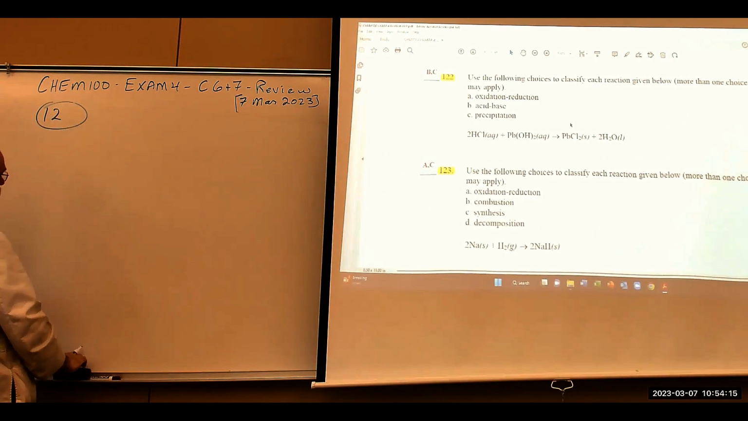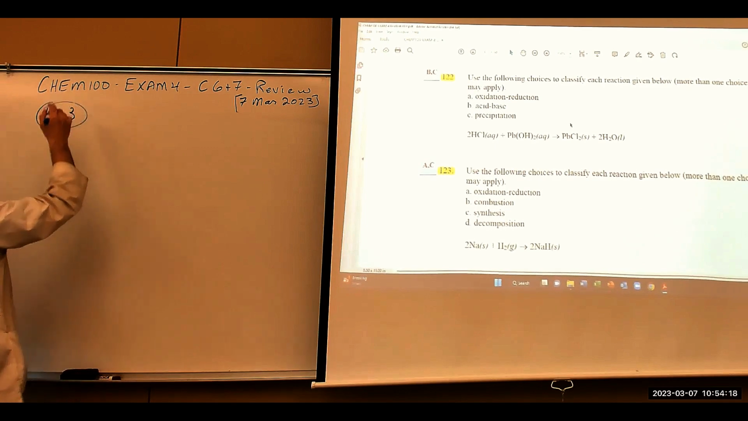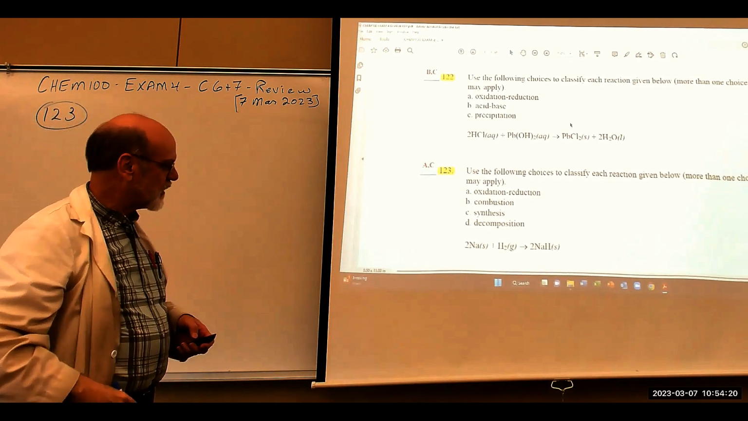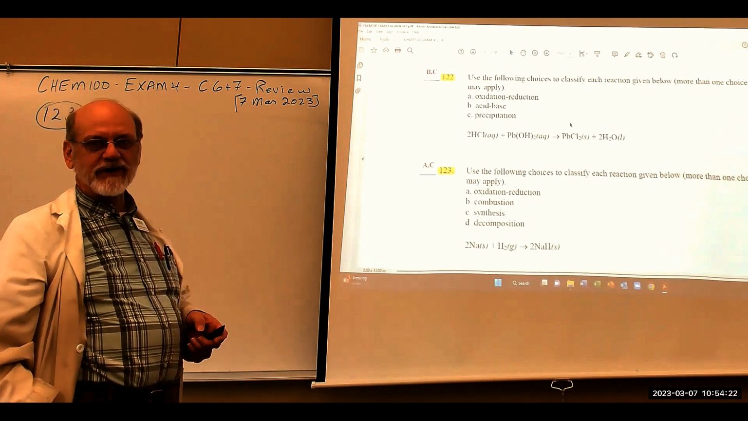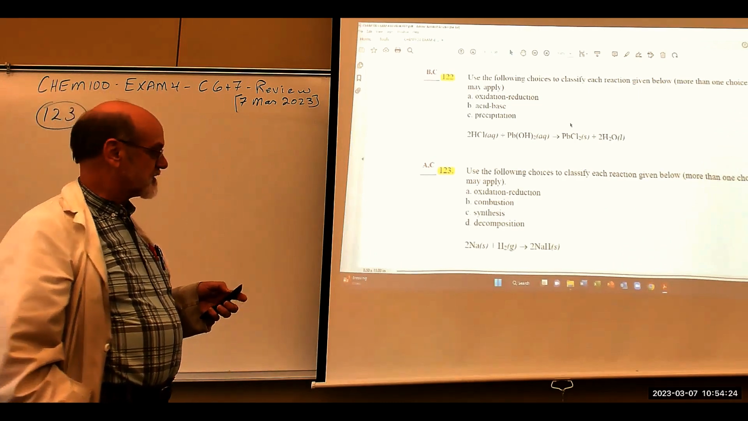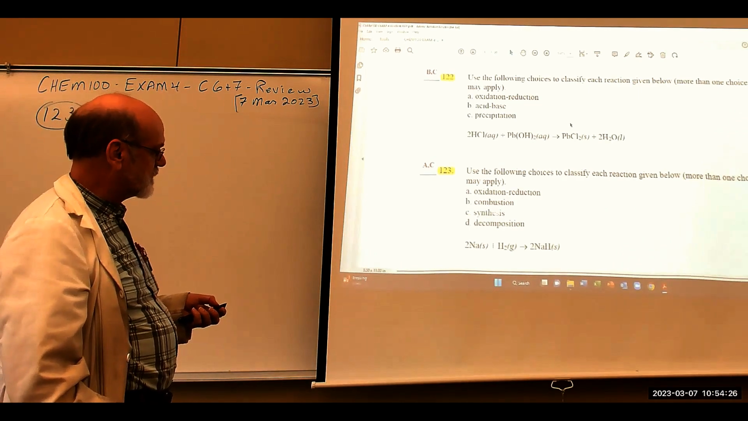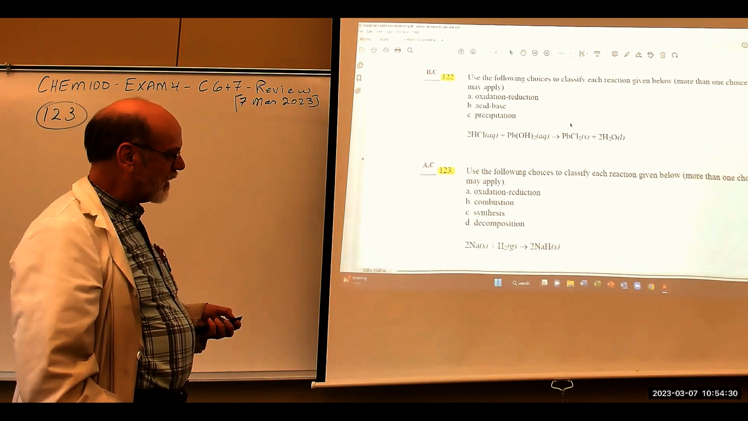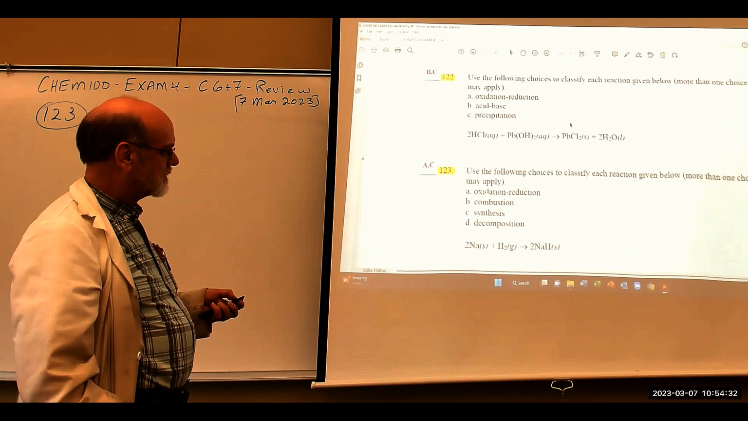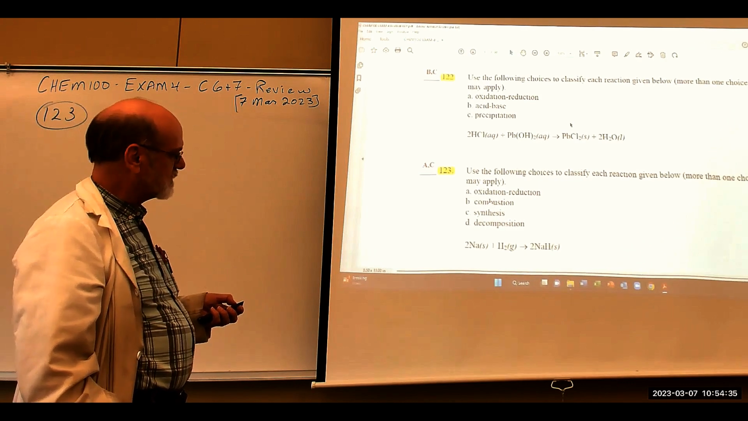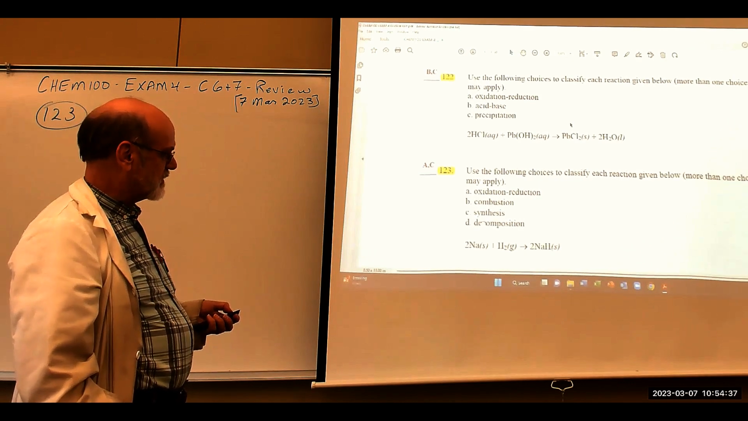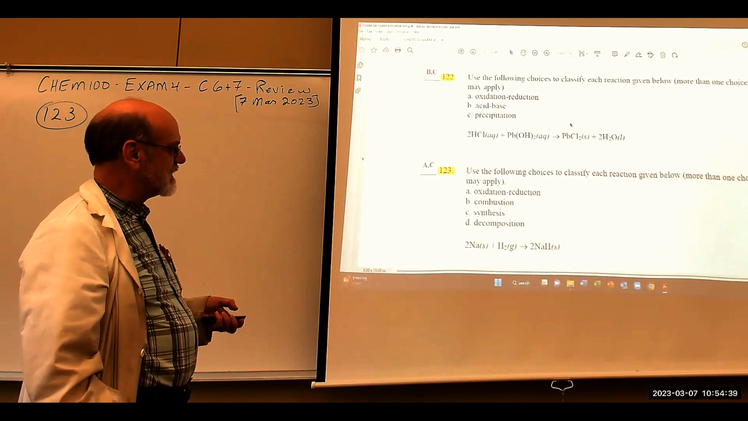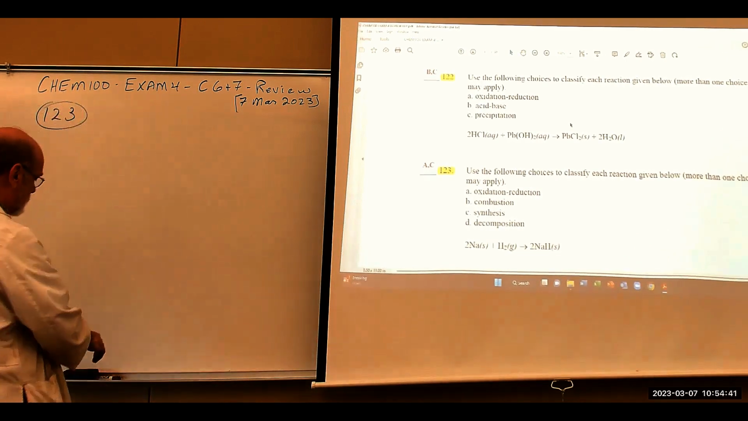123. All right. Sodium and hydrogen make sodium hydride. That's a synthesis. Is that there? Yeah, there's a synthesis. It's also a redox reaction because we're going from element to compound. Oxidation reduction. It's not a combustion, can't be a decomposition. So A and C are the correct answers for this one.